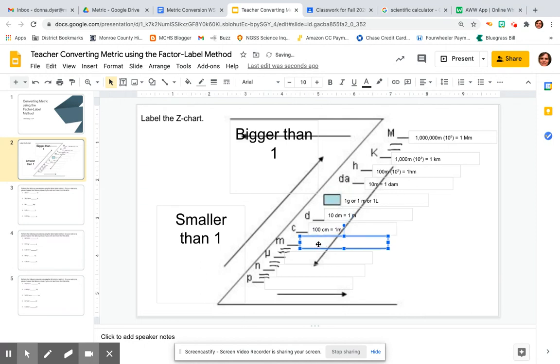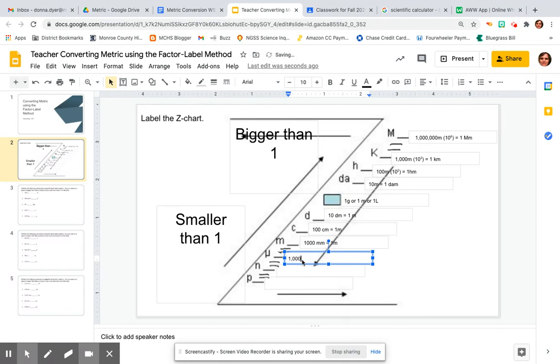Okay? Milli is 1/1,000th, which means it takes 1,000 millimeters to be 1 meter. Micro is 1/1,000,000th. So that means it takes 1 million micrometers to be equal to 1 meter. Again, notice how these are getting very small. 1 million is very small. Moving on, nano is 1/1,000,000,000th. So that means it takes 1 billion. Again, this is really tiny. It takes 1 billion of these to be 1 meter.